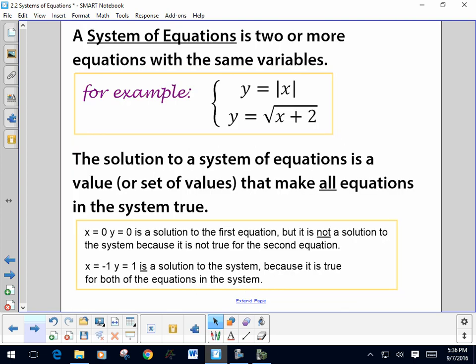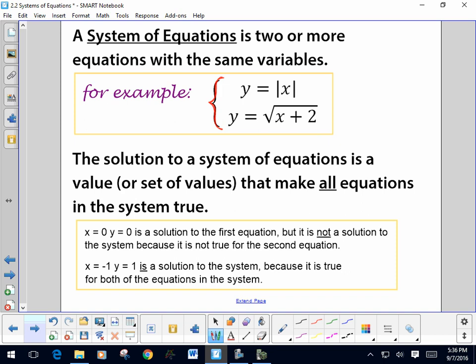So today, as we look at systems of equations, that idea can come in handy. A system of equations is just a set of two or more equations that use the same variables. And usually you'll see them grouped together with a little brace like this. That's called a brace. So the solution to a system of equations is a value or a set of values that make all of the equations in the system true.